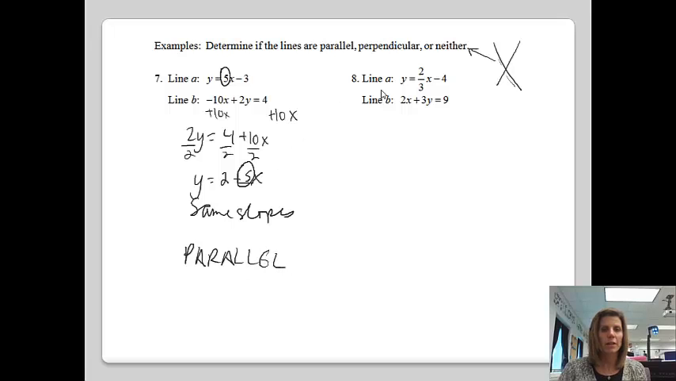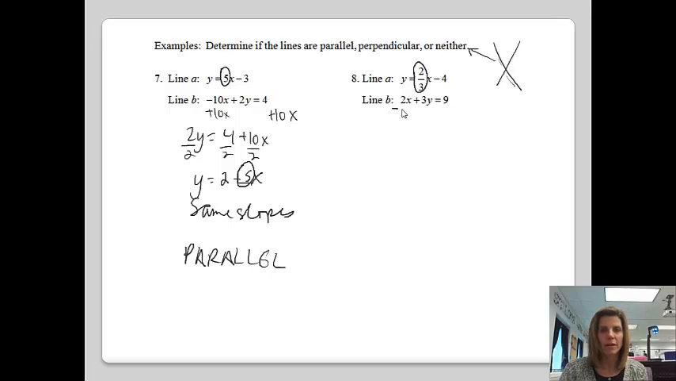All right, let's take a look at number 8. Line A has the equation y equals 2/3 x minus 4. Line B has the equation 2x plus 3y equals 9. Right, if I look at the first one, I can pick the slope out right away. It's just 2/3 because it's the number in front of the x when it's solved for y. Line B, we have some issues because it doesn't say y equals.